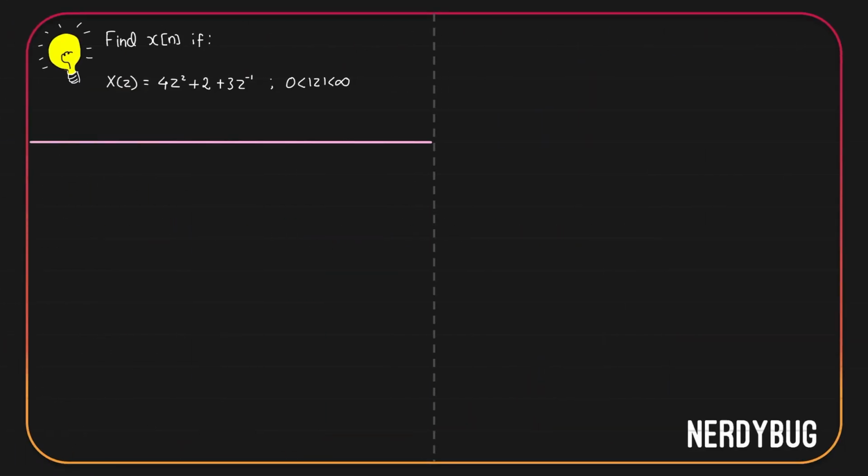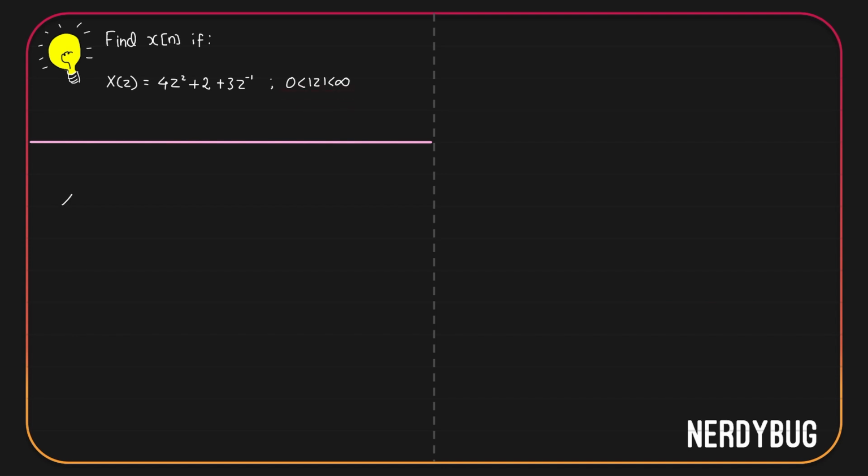Let us now learn a new way of finding inverse z transform. Here x of z is given in this form: 4z squared plus 2 plus 3z inverse. Magnitude of z can take any value from 0 to infinity.